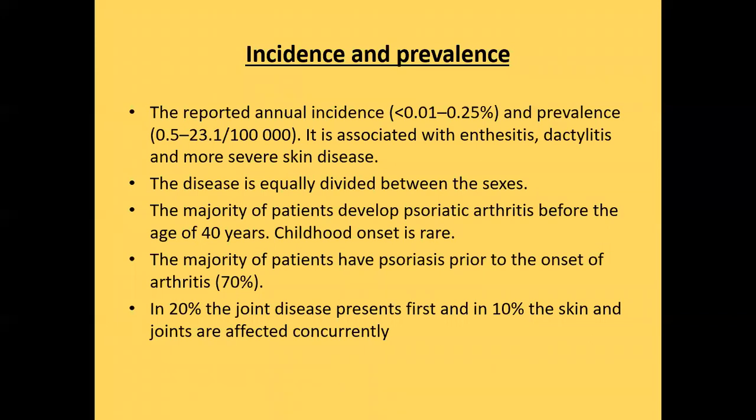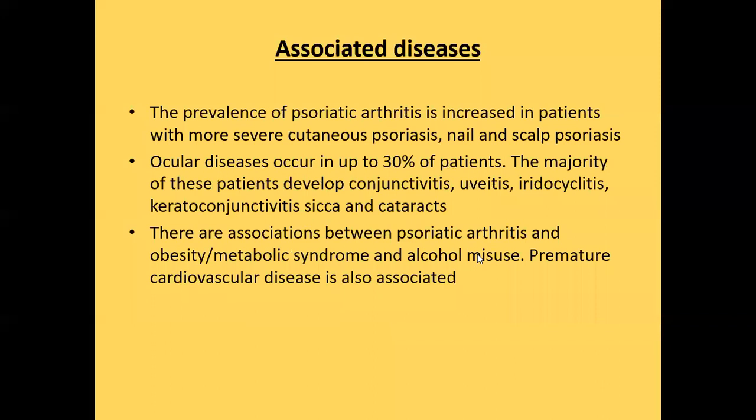The majority of patients with psoriatic arthritis develop arthritis after having psoriasis for some years, and this contributes to 70% of the patients. In 20%, the joint disease starts before the skin disease, and in 10%, both diseases occur simultaneously. Associated disease: psoriatic arthritis is usually associated with severe forms of psoriasis, nail and scalp psoriasis. Ocular disease occurs in 30% of the patients, and the majority develop conjunctivitis, uveitis, iridocyclitis, keratoconjunctivitis sicca, and cataract.